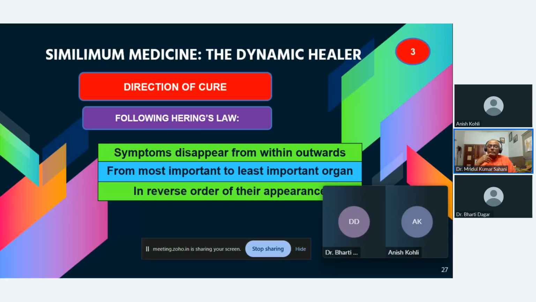Now, another important factor is that we have to understand the direction of cure. Follow Hering's direction. Symptoms disappear from within outward. This is Hering's law. From the most important to the least important organ, and in reverse order of their appearance.